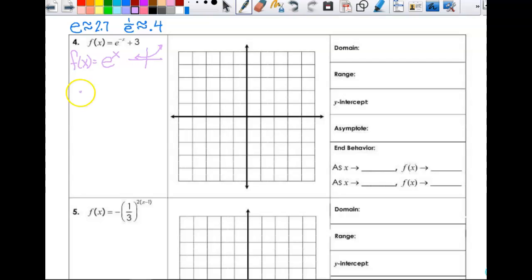How many transformations do I have? 2. So I'm going to have a reflection in which axis? Y-axis. And then the 3 means up 3. So where is my asymptote? On the parent function, it's at y equals 0. I went up 3, so where is it going to be? 3. It's going to be at y equals 3.